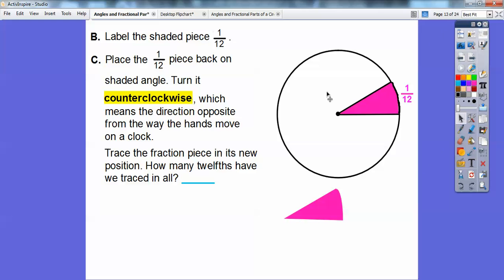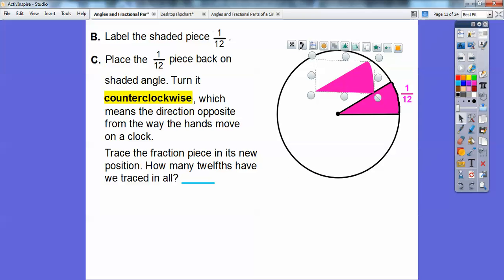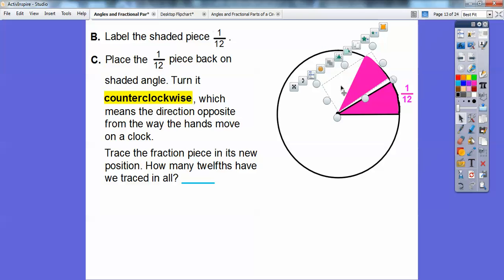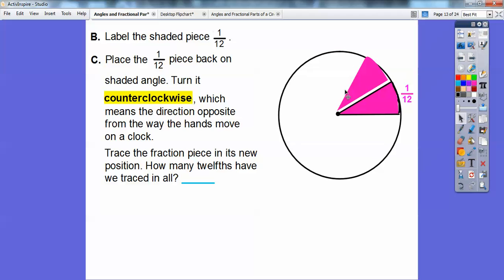Okay, so it says place the 12th piece back on the shaded angle and turn it counterclockwise. So it's going to go right there, and let me turn it here. Turn it counterclockwise. So I'm just going to line it up right there and put it at the center of the circle. I have to line it up and then trace it again because it says to trace it. Oops, I didn't mean to move the circle. Let me move that back there.